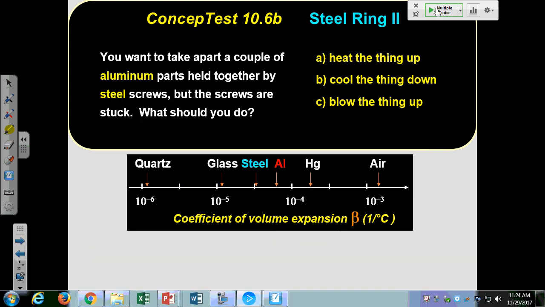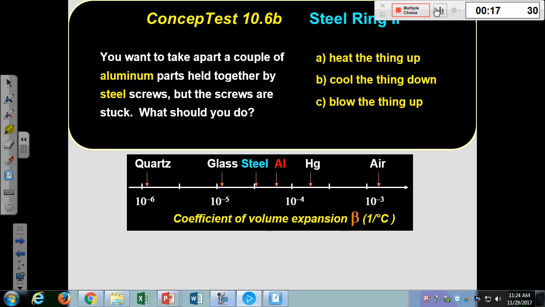Say you want to take apart a couple of aluminum parts that are held together by steel screws, but the screws are stuck, like they're too tight inside the part. What do you do? Do you heat it up or do you cool it down if you want to get these things apart?